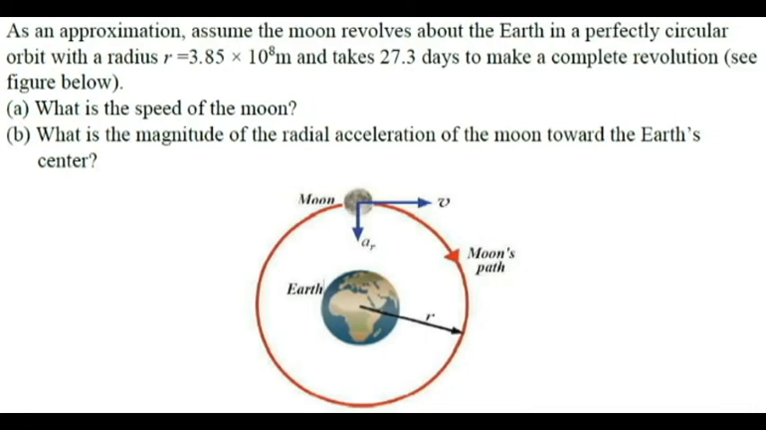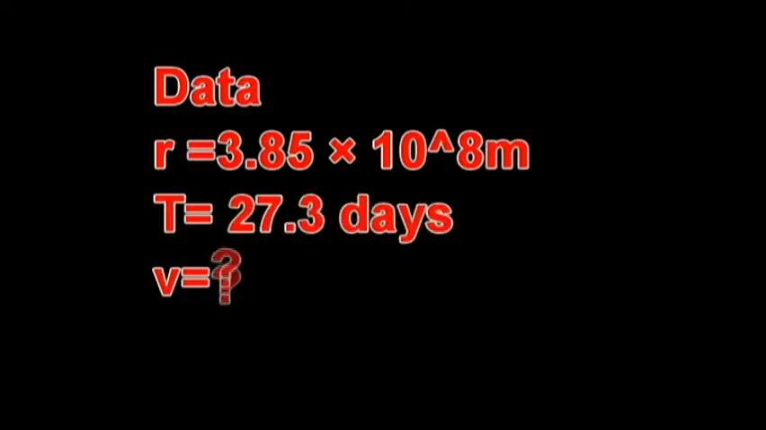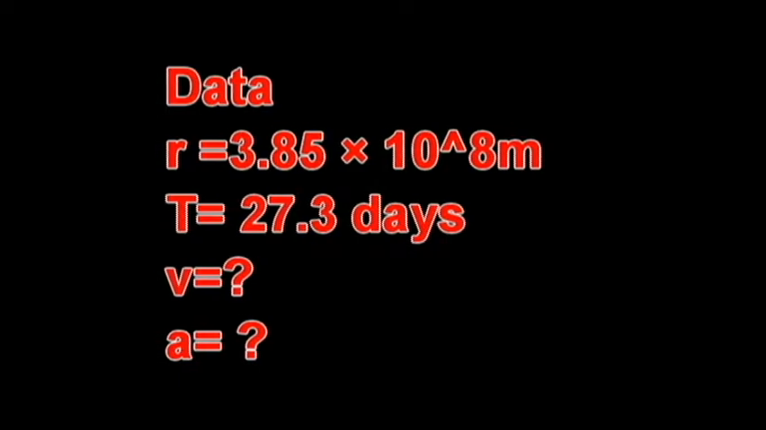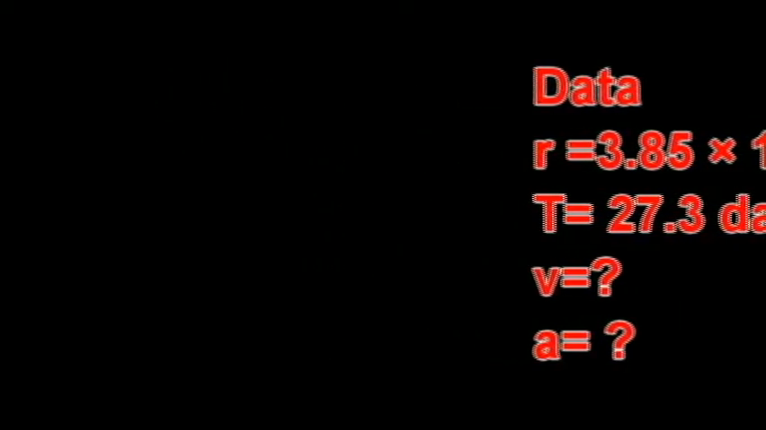So we can see from the diagram there. What we need now is to come up with the data. The data that we have is the orbital radius, and we have the period. We are told to find the velocity of the moon and the radial acceleration.